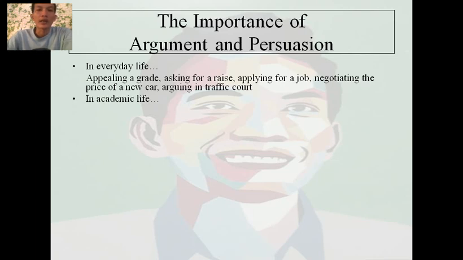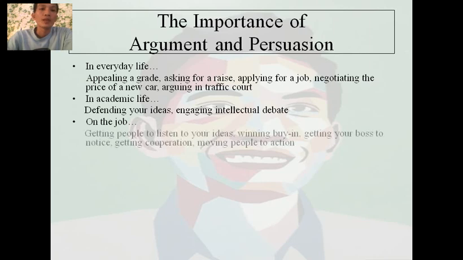In academic life, argumentative and persuasive speaking is used for defending your ideas and engaging in intellectual debate. On the job, argumentative and persuasive speaking is used for getting people to listen to your ideas, winning buy-in, getting your boss to notice, getting cooperation, or moving people to action.